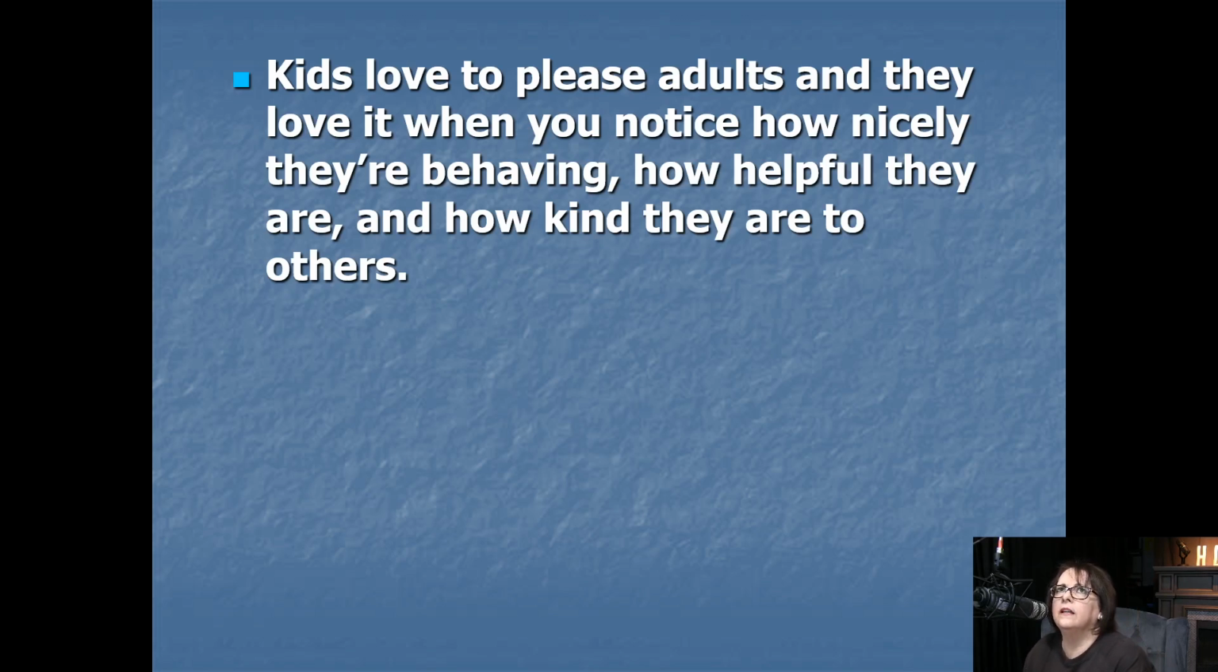Kids love to please adults, and they love it when you notice how nicely they're behaving, how helpful they are, and how kind they are to others.